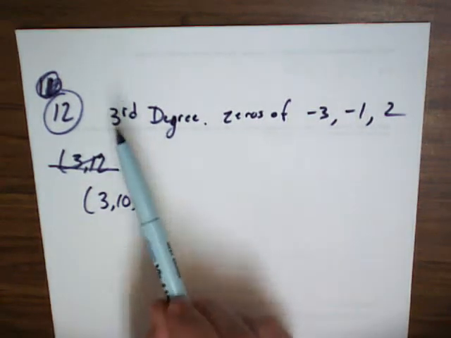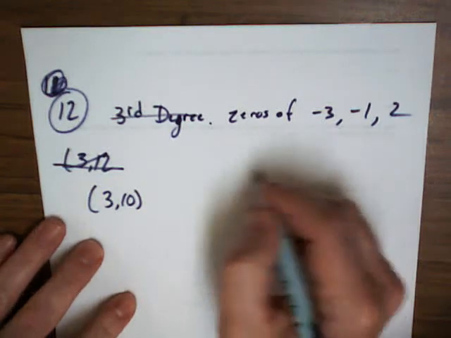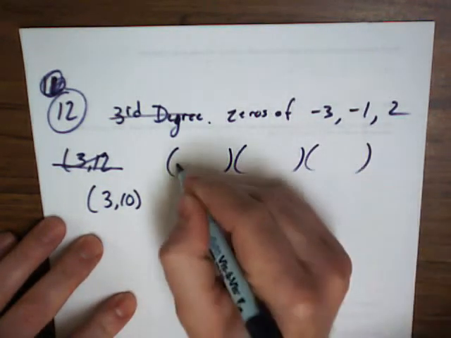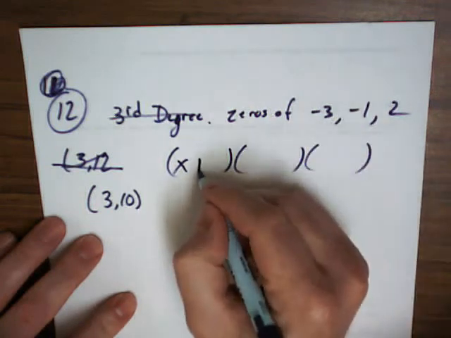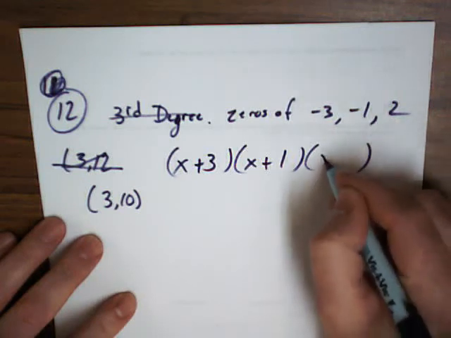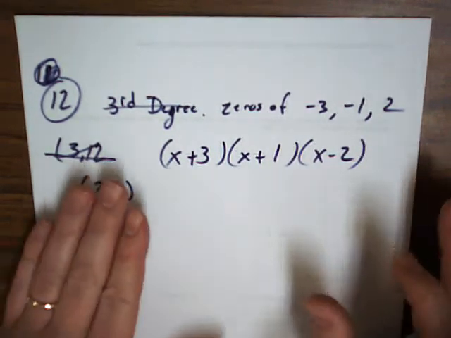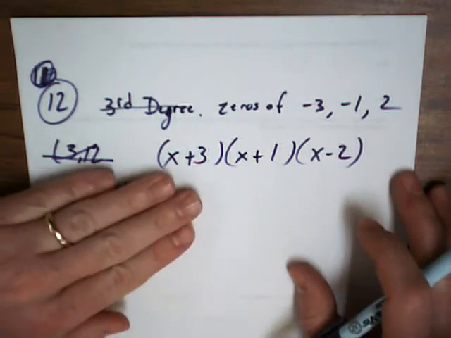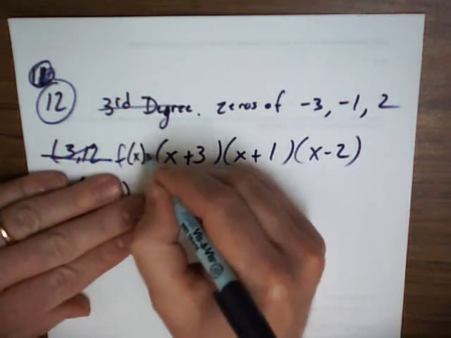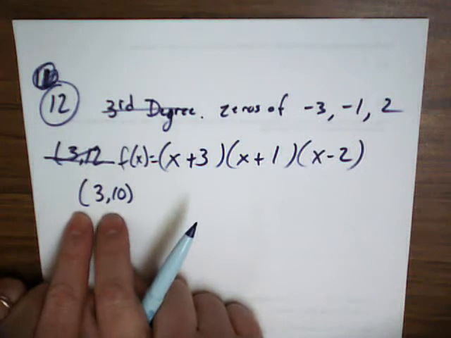So that's really stupid to say that, right? Sure, we'll call them stupid. So if it has these zeros, you can write the factors: x plus 3, x plus 1, x minus 2. That's a polynomial. And that would be it if we could just not talk about this point that it has to go through, right? We could say that f of x equals this. That's a polynomial.